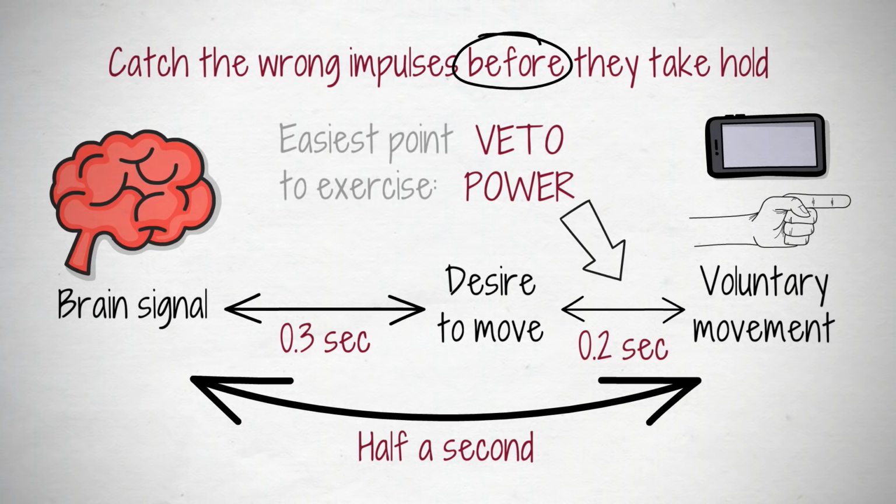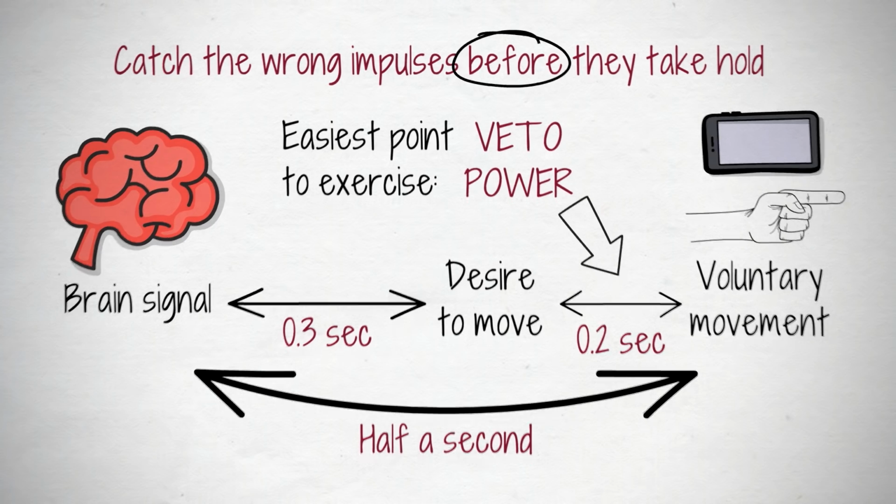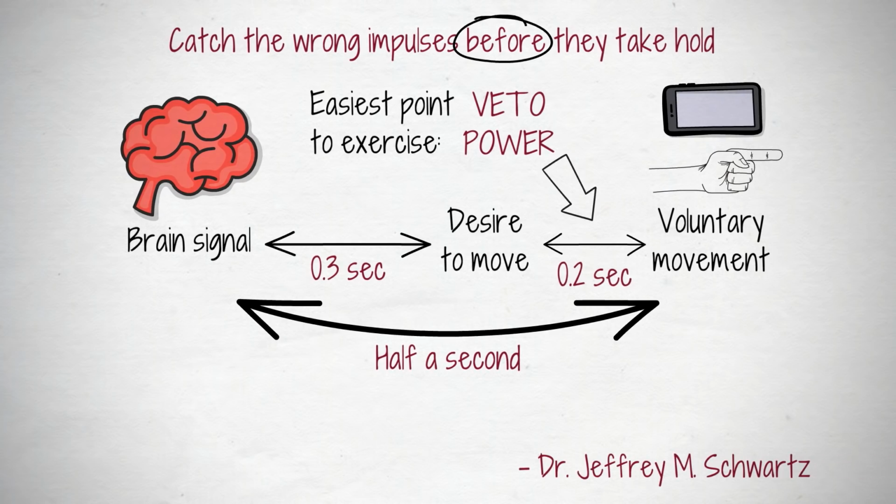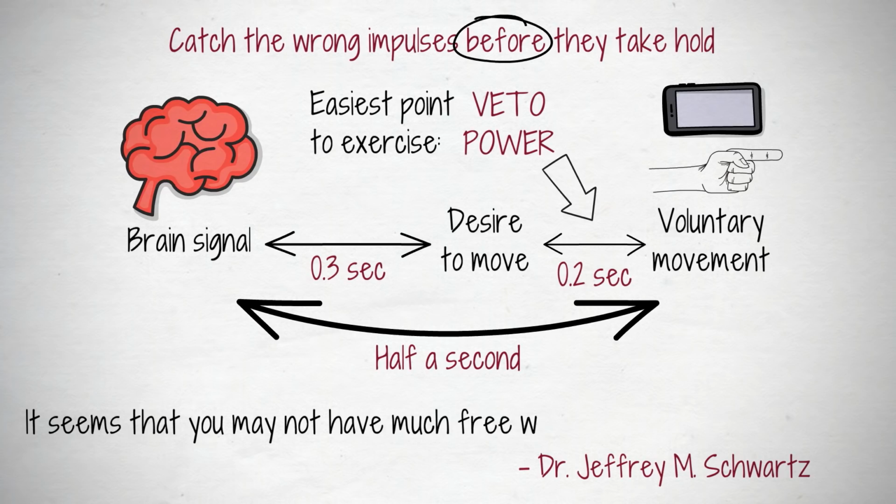It would be far easier for you to exercise this veto power during the 0.2 second window. Otherwise, that impulse gets momentum and becomes much more difficult to suppress. In the words of Dr. Jeffrey M. Schwartz, it seems that you may not have much free will, but you do have free won't.